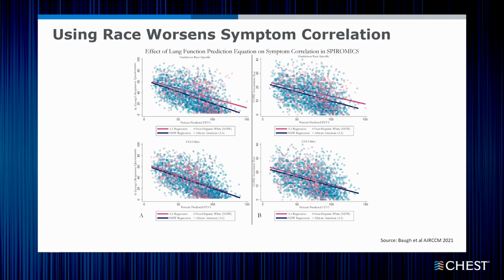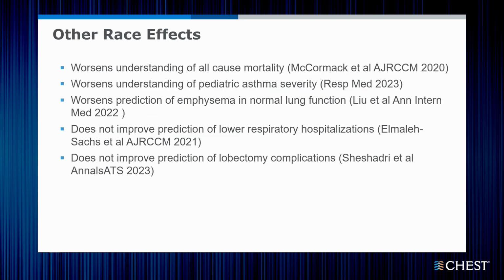And so I want to point out that in my original work in SPIROMICS among heavy smokers with at least 20 pack years, what I showed was not just that our black patients had a better correlation between their symptom burden and their lung function when using a race-neutral versus a race-specific approach, but also look at the regression line for our white participants. It's also better. So the correlation is improved for both. I'm not sacrificing one to improve the other, but everyone can gain from this.